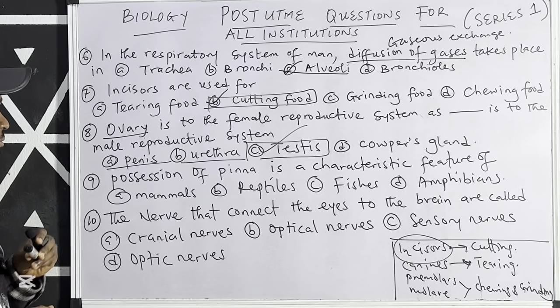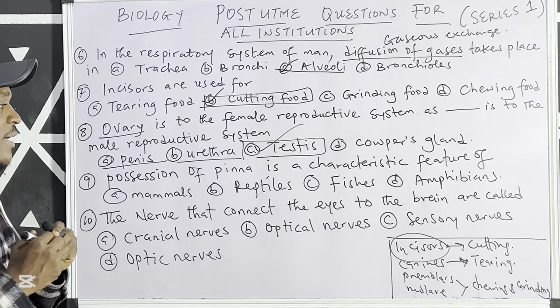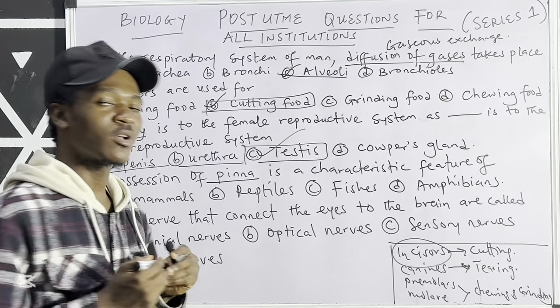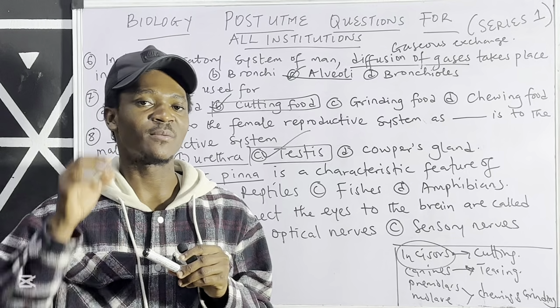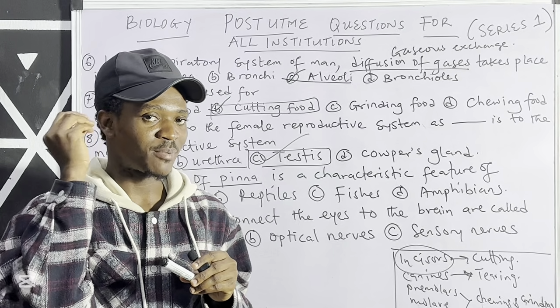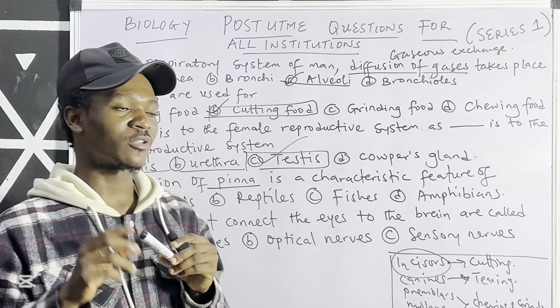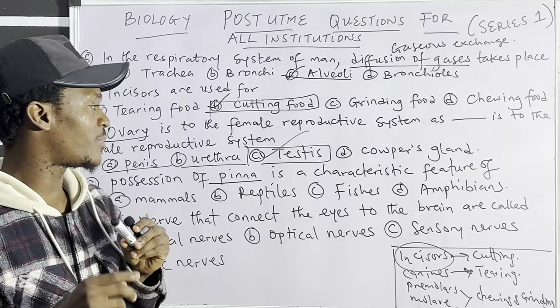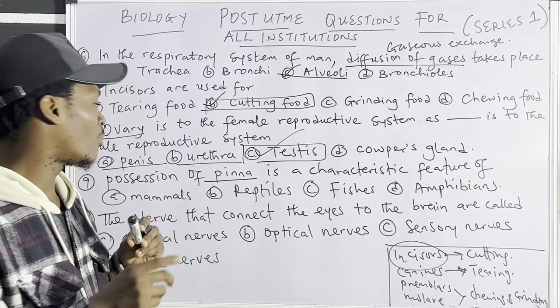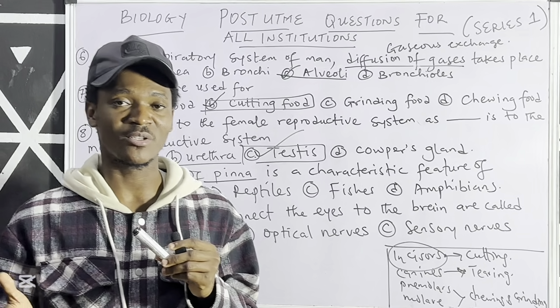Question 9. Possession of pinna. What is pinna? Pinna is simply the outer ear, this part. That's what's called pinna. So possession of pinna is a characteristic feature of dash. This question is a very cheap one.